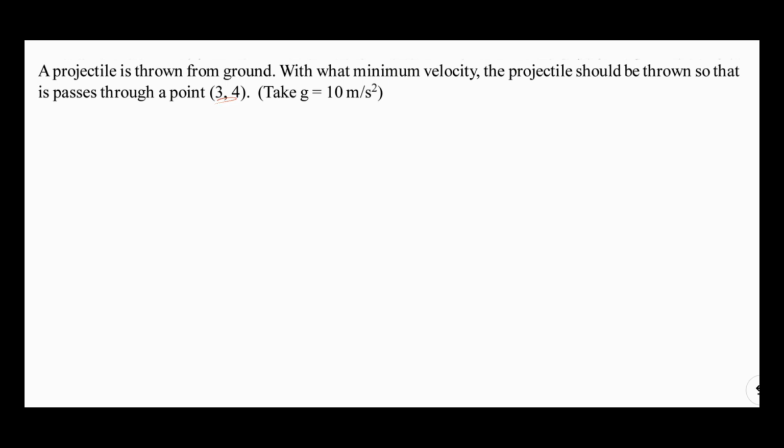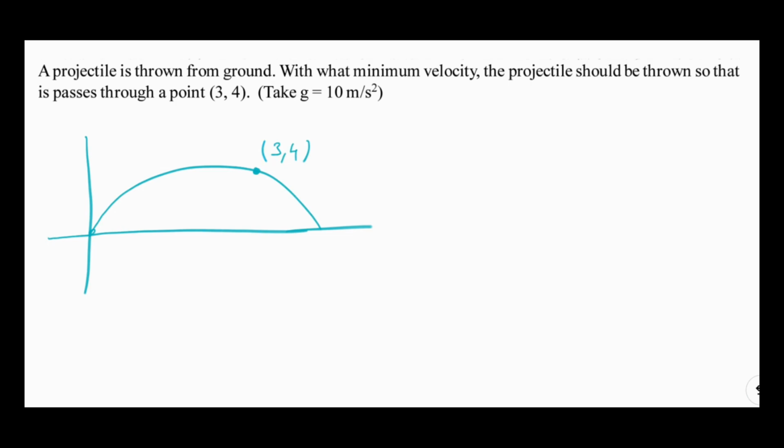So definitely these coordinates (3, 4) are given to us, and we may assume that the projectile is projected from the origin. There is a point (3, 4) through which it should pass. I am assuming that the y-axis is in the vertical upward direction, the x-axis is in the horizontal direction, and there is a point through which the projectile needs to pass.